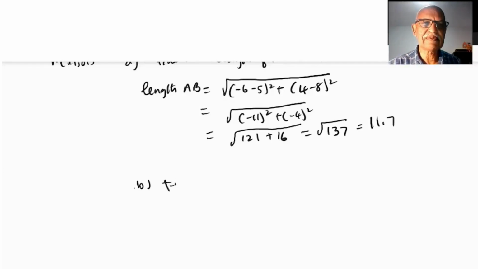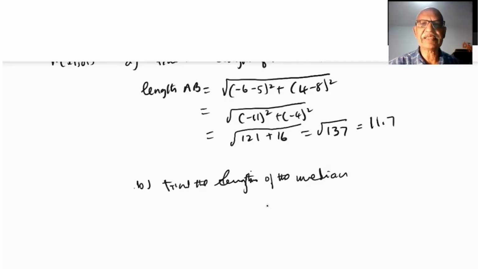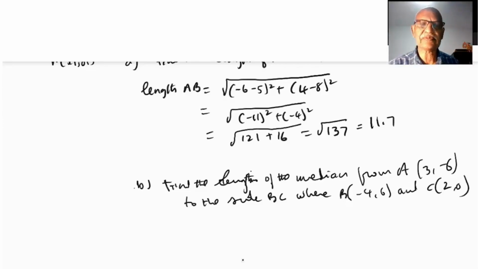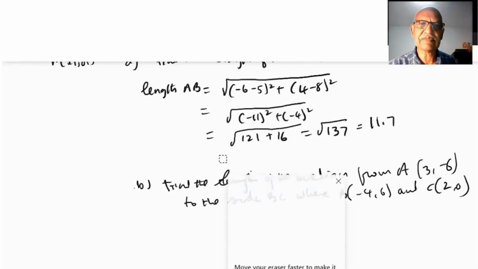Find the length of the median from A, if A is 3, negative 6 to the side BC, where B is negative 4, 6, and C is 2, 0. Okay, so find length.